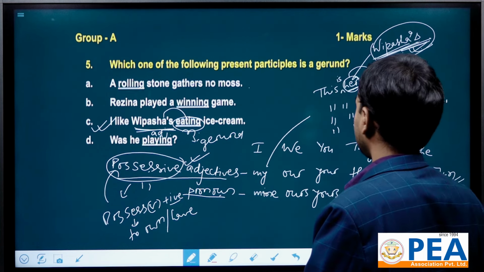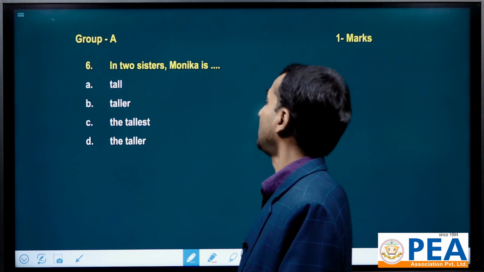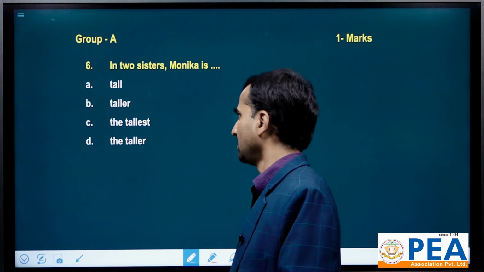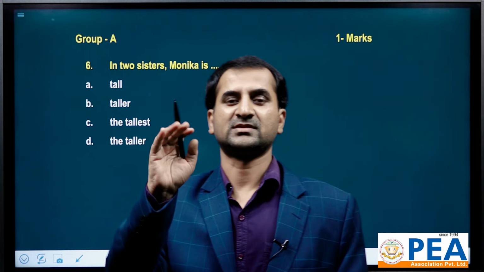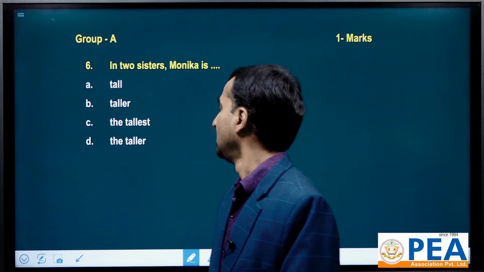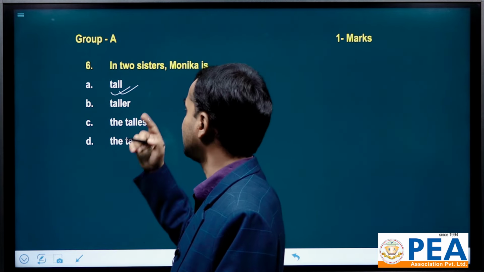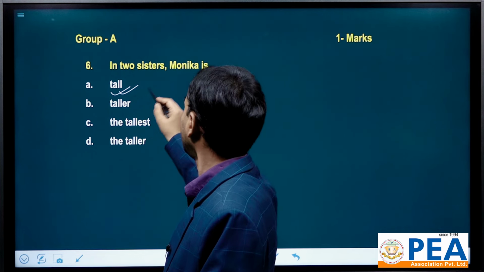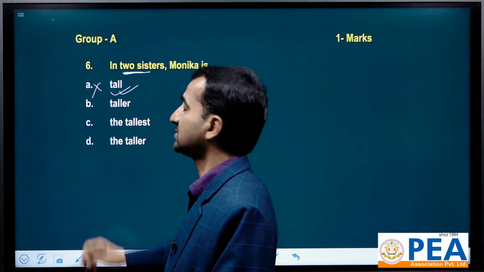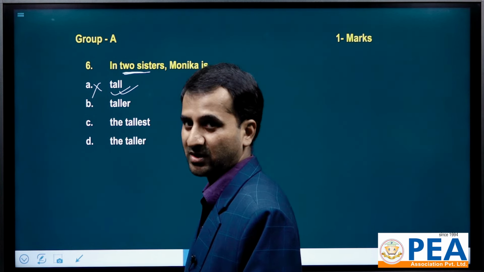Now come to the next question. In two sisters, Monica is. Now again the question is from adjectives. In adjectives you must have studied positive, comparative and superlative degrees. There are three degrees. Positive degree is used only for a single person, like she is tall. Here we have to make a comparison, so tall is wrong. Now we have to say taller.